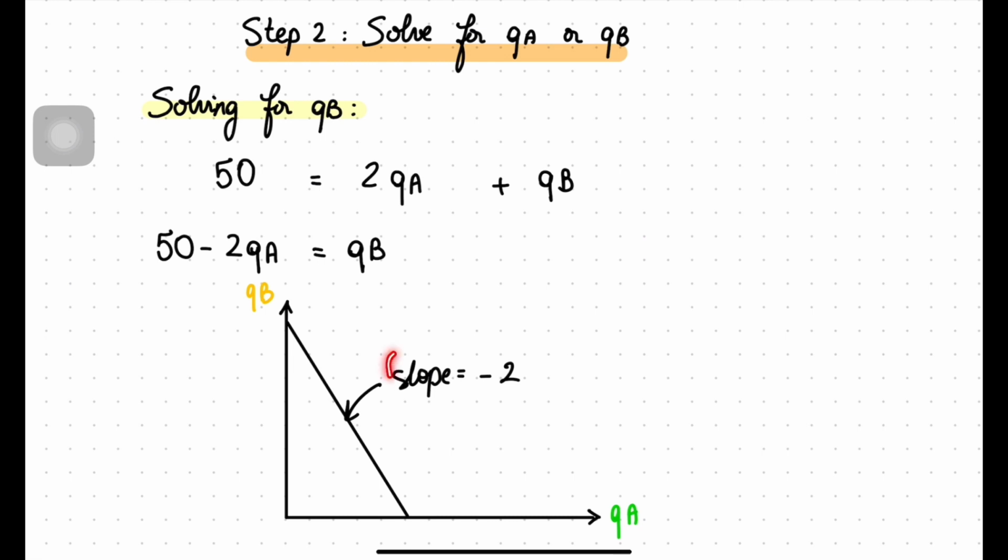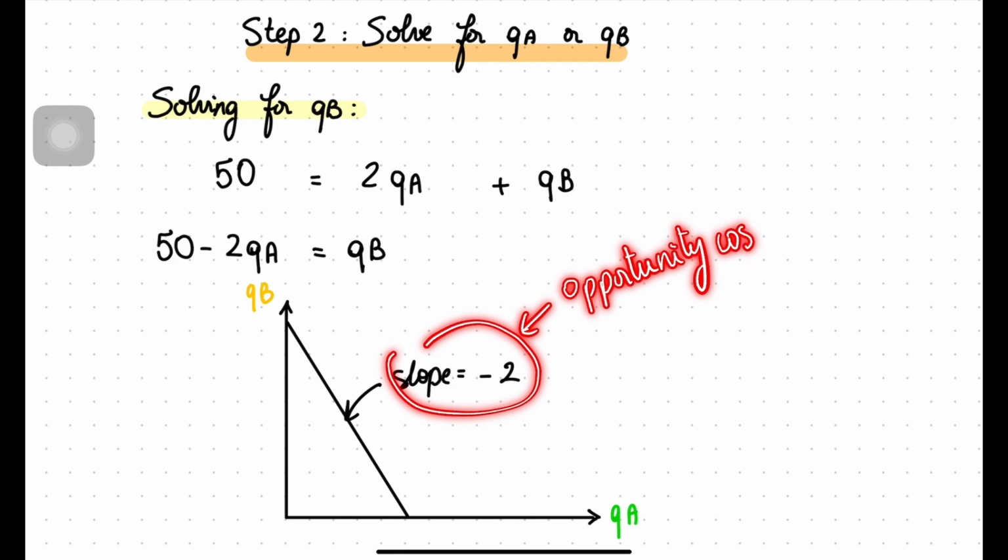So, okay, now you may be wondering, what does this slope -2 mean? So that's the opportunity cost. It tells us that for every apple that we buy, we are giving up the chance to buy 2 bananas.